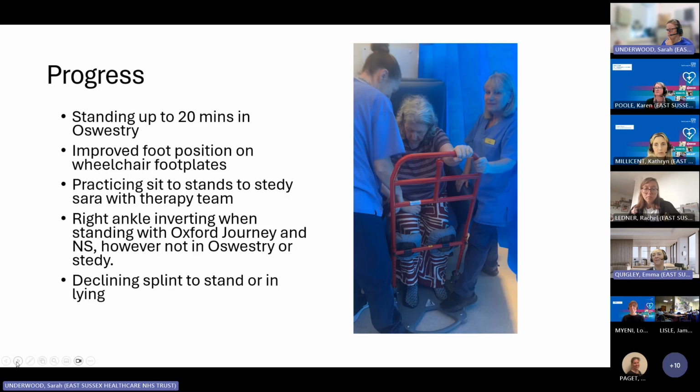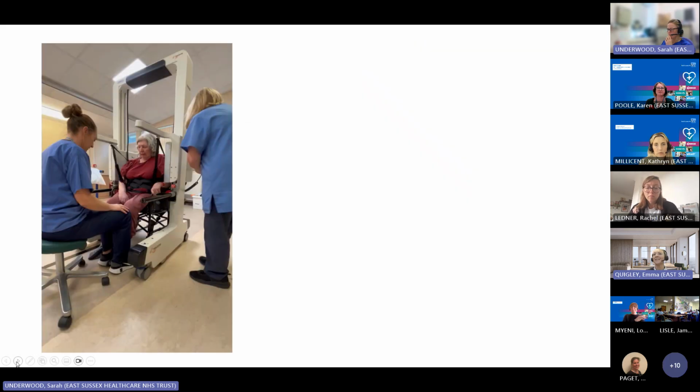However, she's not the most compliant and is the type of lady who is doing it with the therapist, but not potentially doing it with the others on the ward, which is making it a little bit trickier. Go for it, Sarah. I can't remember what's next.